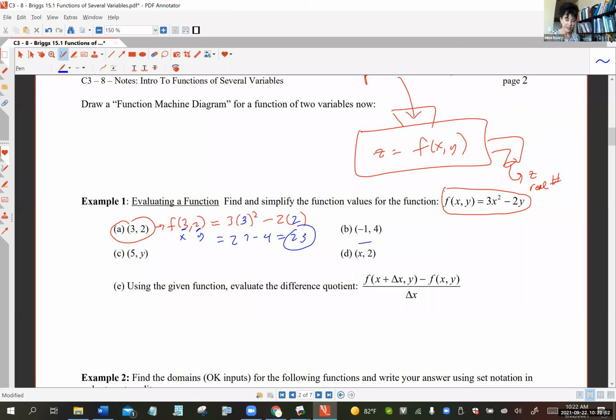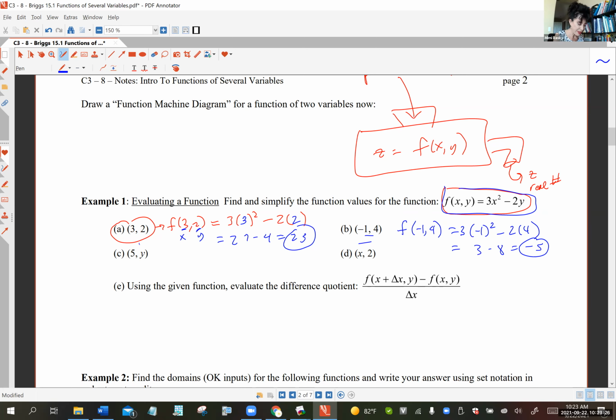How about letter B? What if I evaluate this very same function at the point (-1, 4)? Okay, the notation is f(-1, 4). And again, direct substitution: 3 times (-1)² minus 2 times 4. And that's going to give us 3 minus 8, which is -5. That would be an altitude corresponding to the point (-1, 4). You get negative altitudes. You get a positive, negative, or 0.